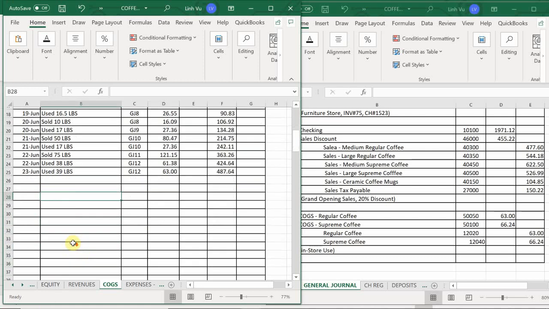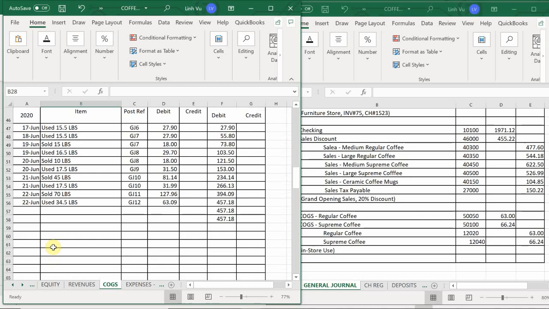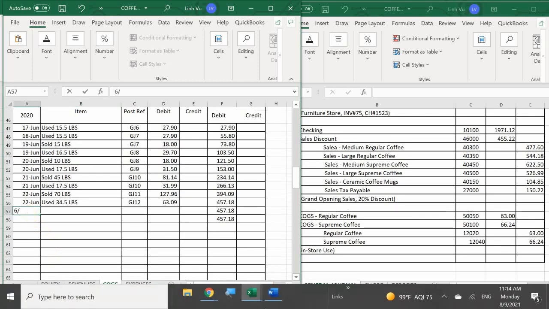Go ahead and update your Supreme coffee. Okay, so we used 36 pounds. Okay, which cost me $66.24. Okay, which then brings my running balance to $523.42. So $523.42.